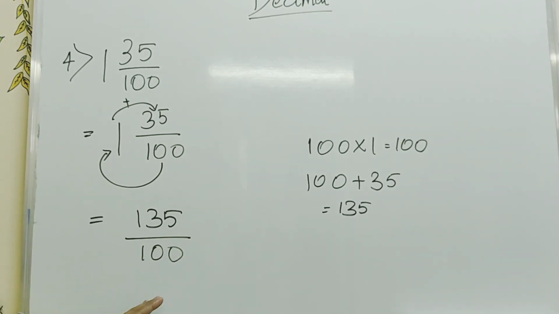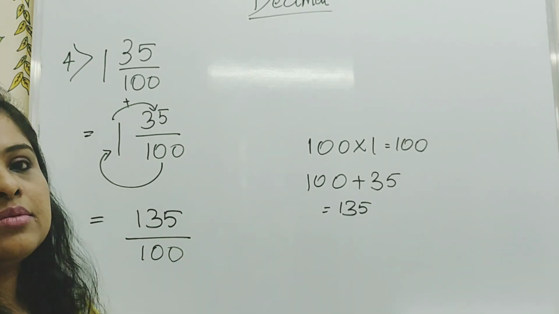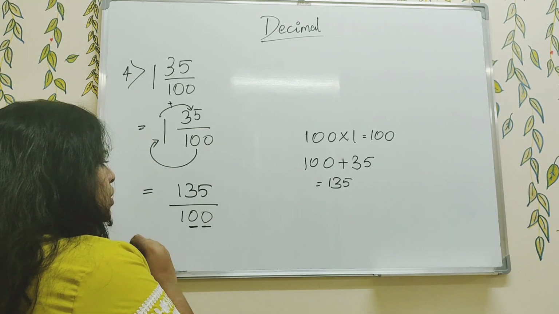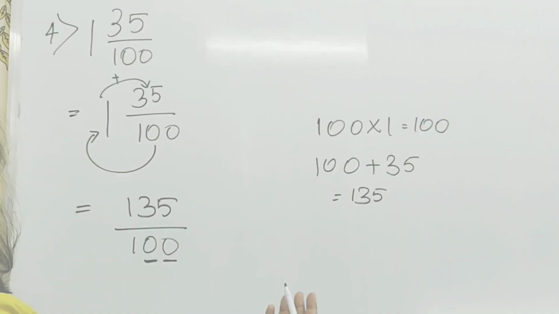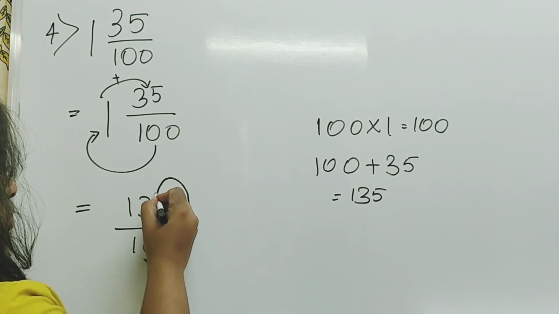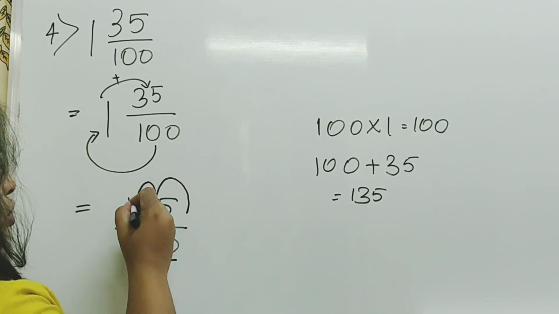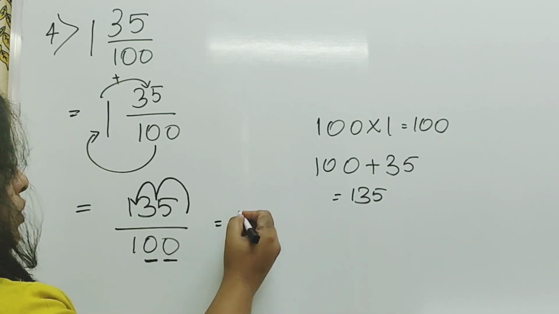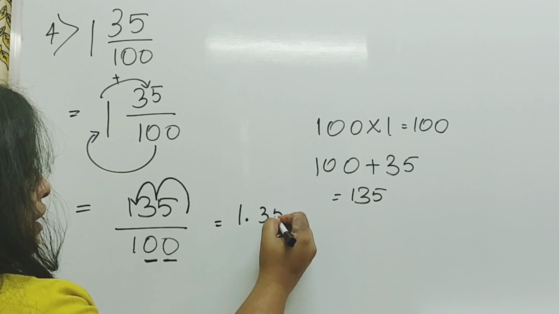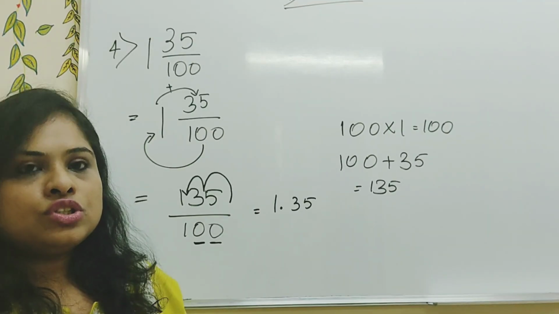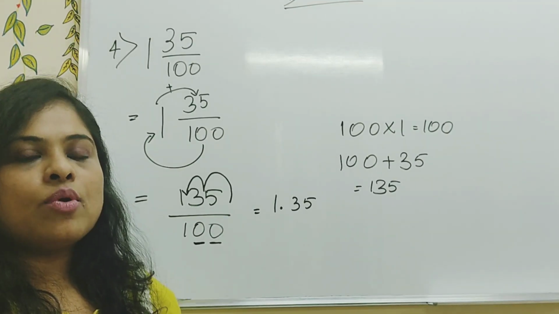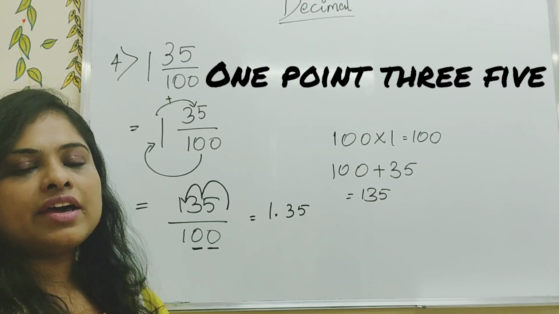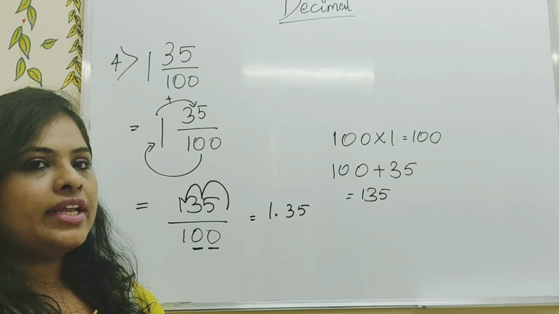So now we have to convert this fraction into decimal. How many zeros are there? 2 zeros. 1, 2. So how many arrows? 2 arrows, from right to left. Since 2 zeros, 2 arrows. Where does the arrow mark end? Over here. So the answer will be 1.35. We do not read a decimal as one thirty-five. We read it as 1 point 3 5. Let's say it again, 1 point 3 5.